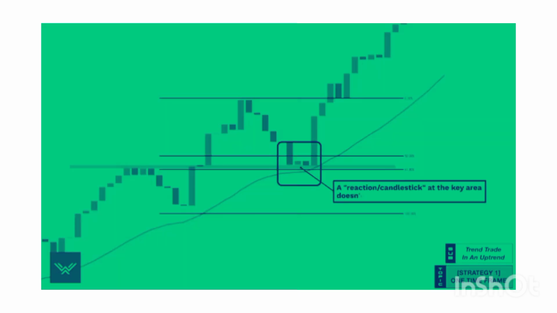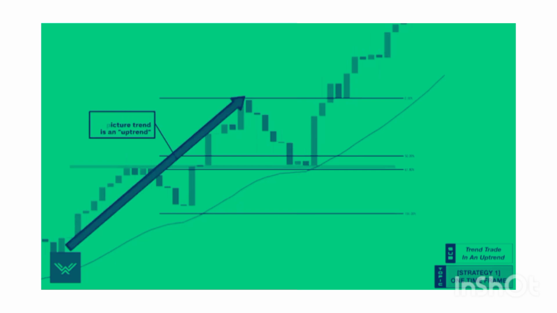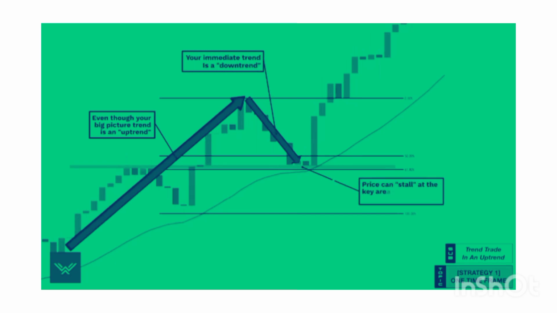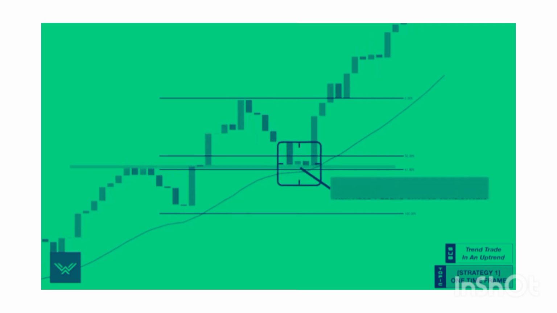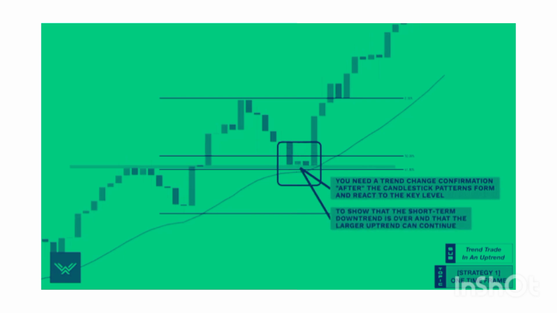Now, a reaction does not equal an automatic trade long, as price can stall at the area of confluence and still break right through. Because even though your big picture trend is an uptrend, your immediate trend is a downtrend, and price can stall at the area and then still break right through and trigger a larger trend change. And this is why you need the trend change confirmation after the candlesticks form and react to the key level, to show that the short-term downtrend is over and that the larger uptrend can continue.